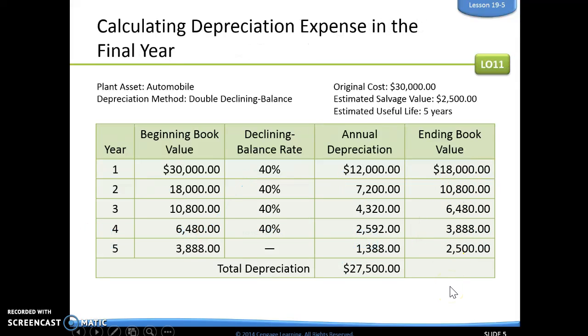Okay, so this is the whole depreciation for the life of the asset. So we have 5 years. Now notice when we get to that last year, we don't use that rate, because our salvage value is $2,500. So we know our ending book value has to be $2,500. The annual depreciation for that last year is simply going to be $1,388. Our total depreciation for all 5 years is $27,500.